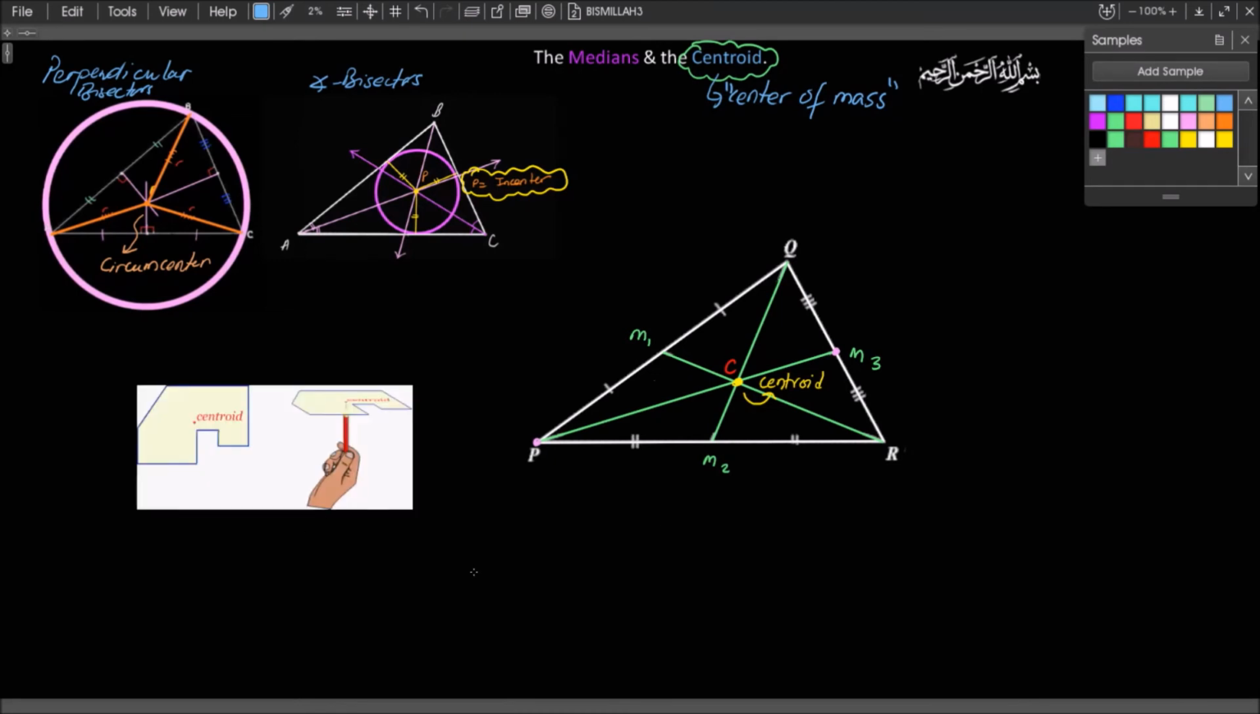Now if you wanted to balance your triangle on the tip of your pencil like this, the first thing you would have to do is find the centroid. And the centroid is the intersection of the medians, which are concurrent. And the centroid, I think, is cool.